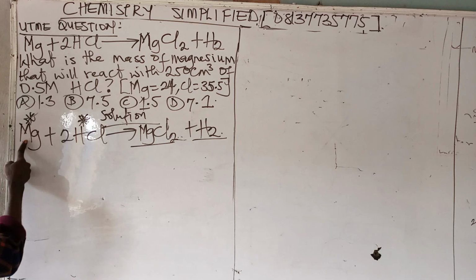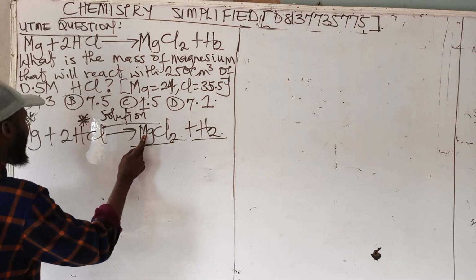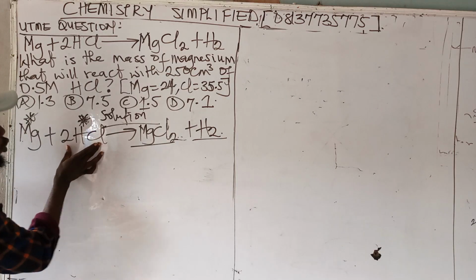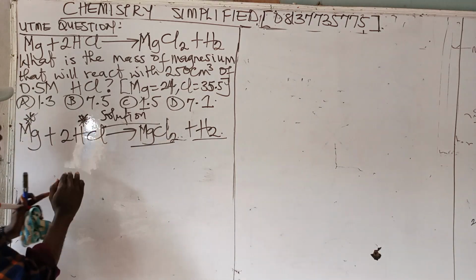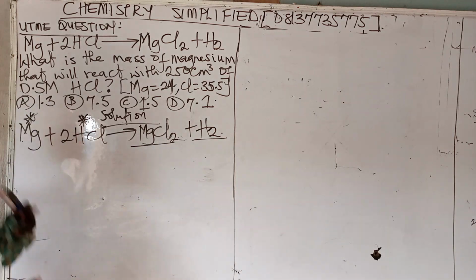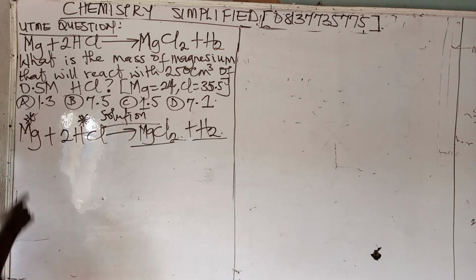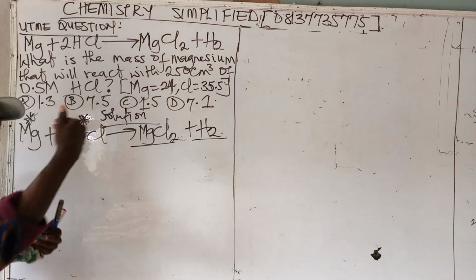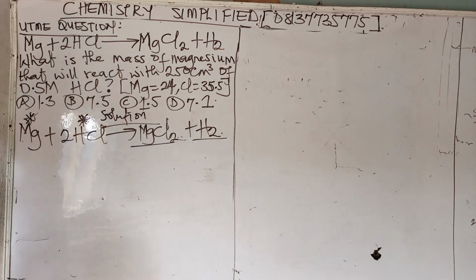So we have one atom of magnesium, two hydrogen, two chlorine. So the equation is balanced. Now, I explained that in stoichiometry, in terms of the mole concept, you have to understand that mole concept. That's the very first thing you have to understand.